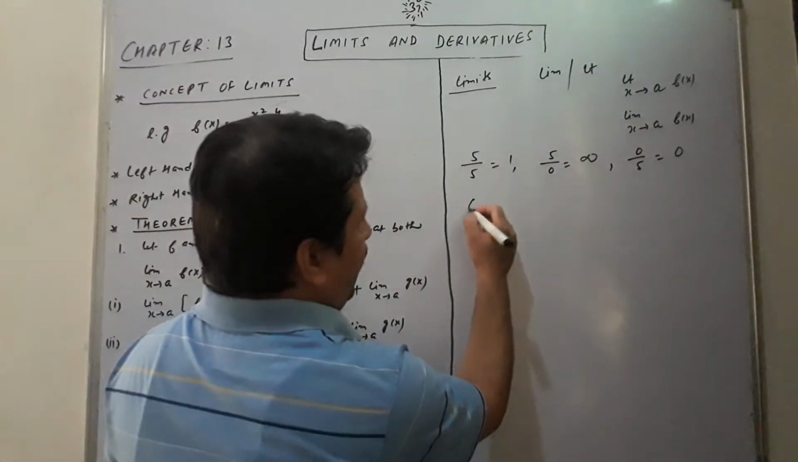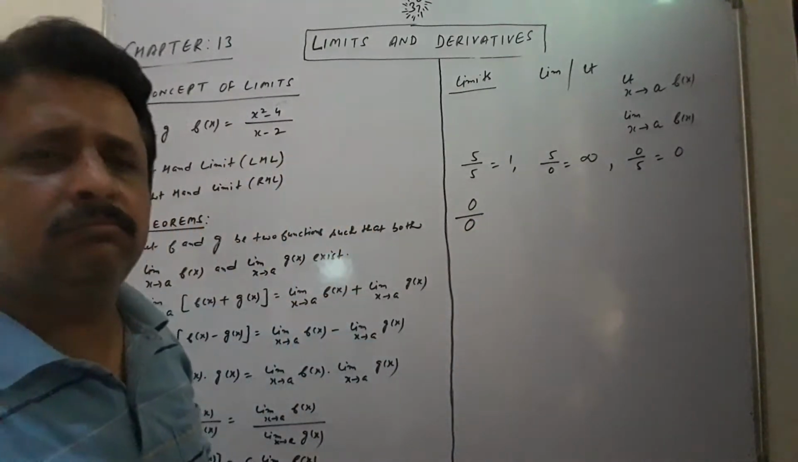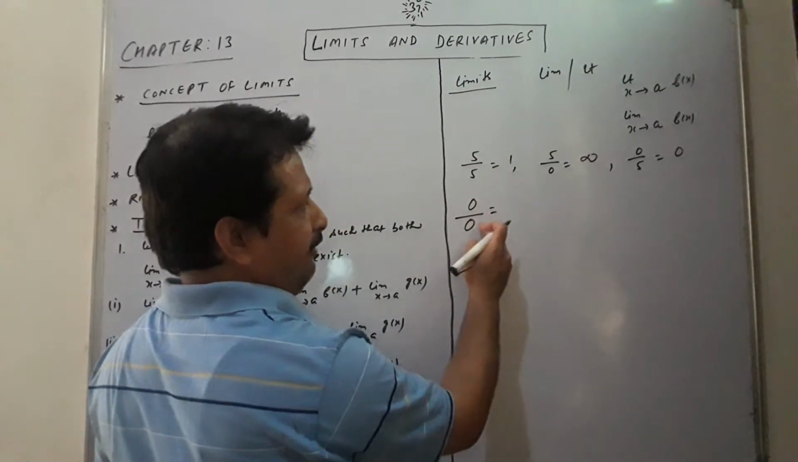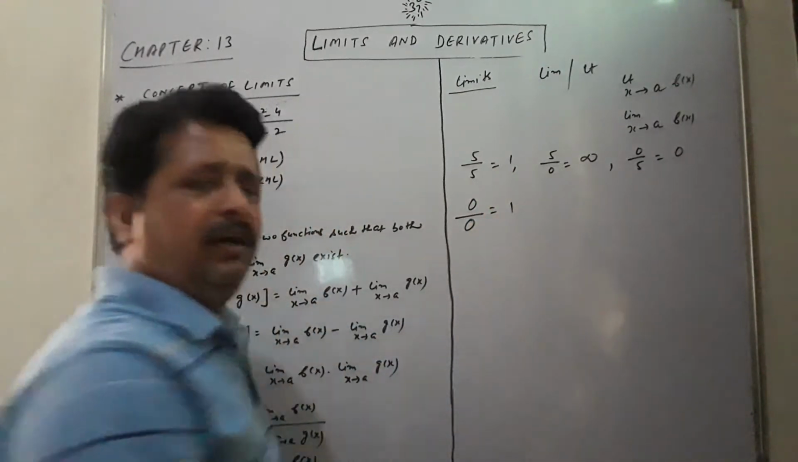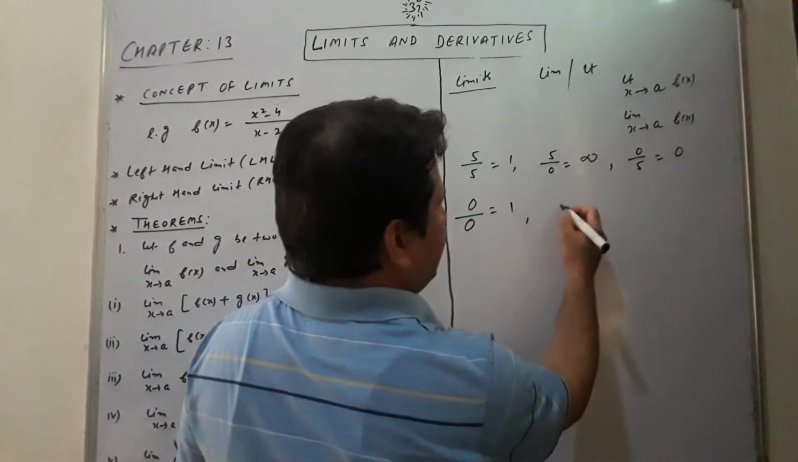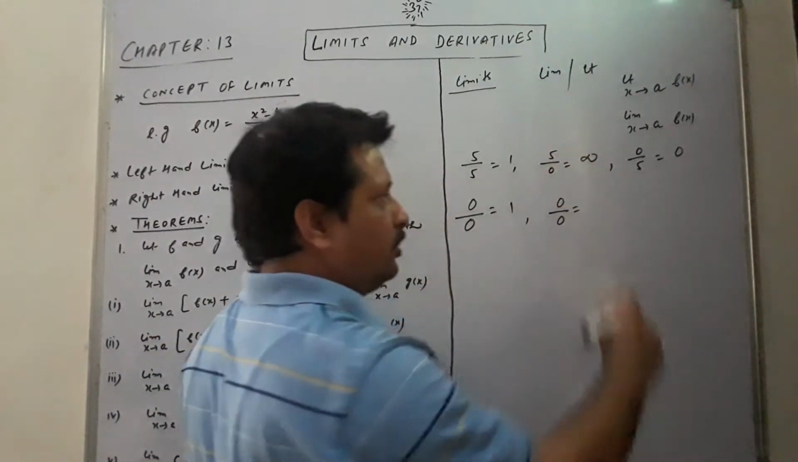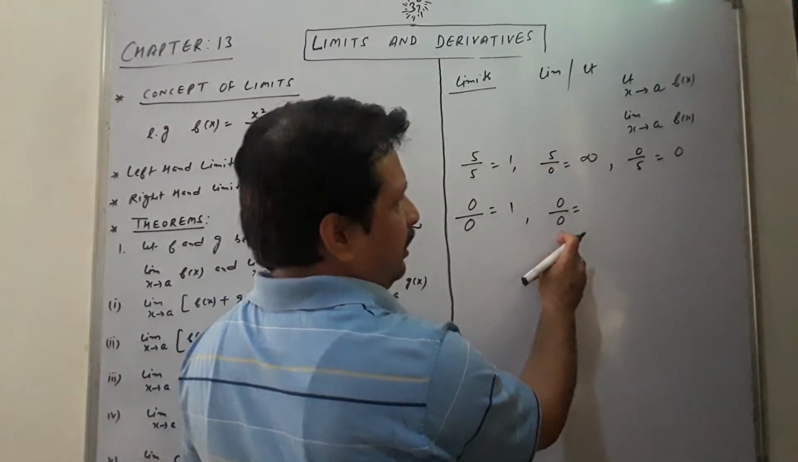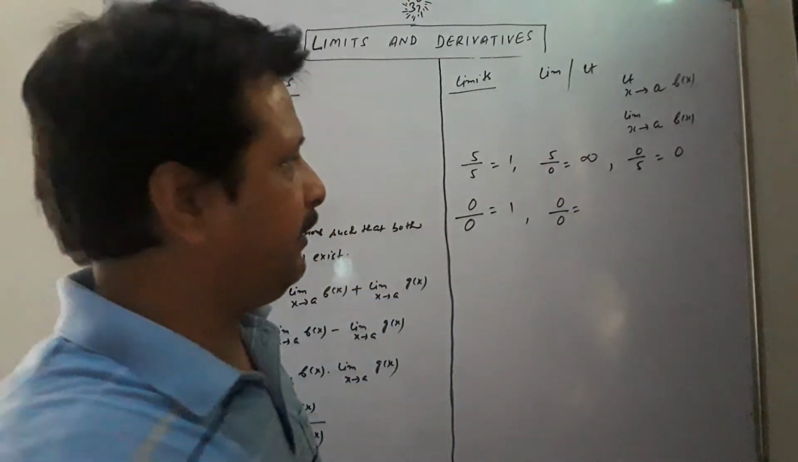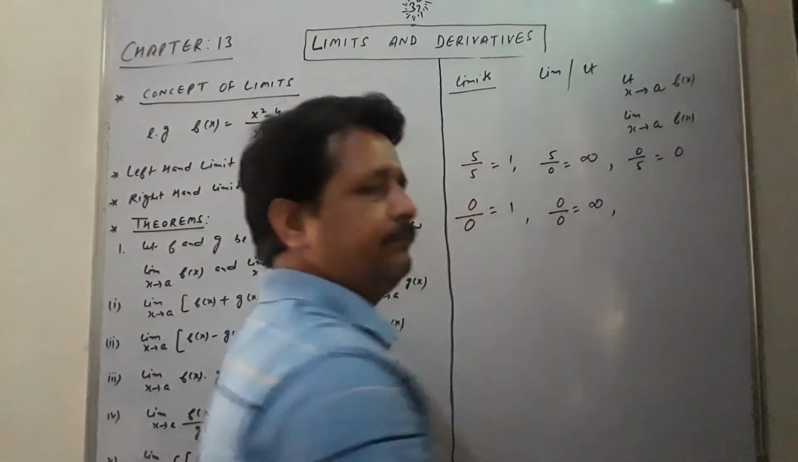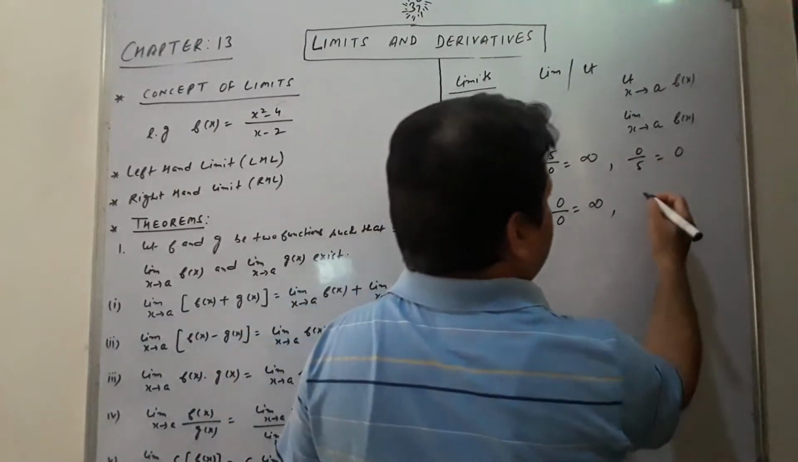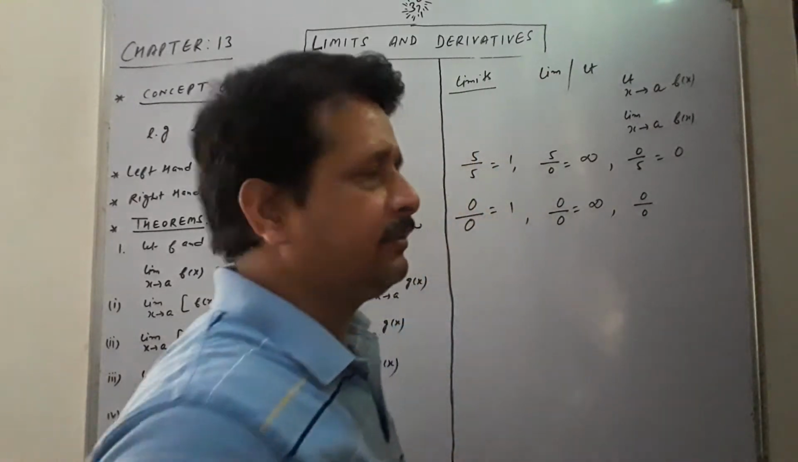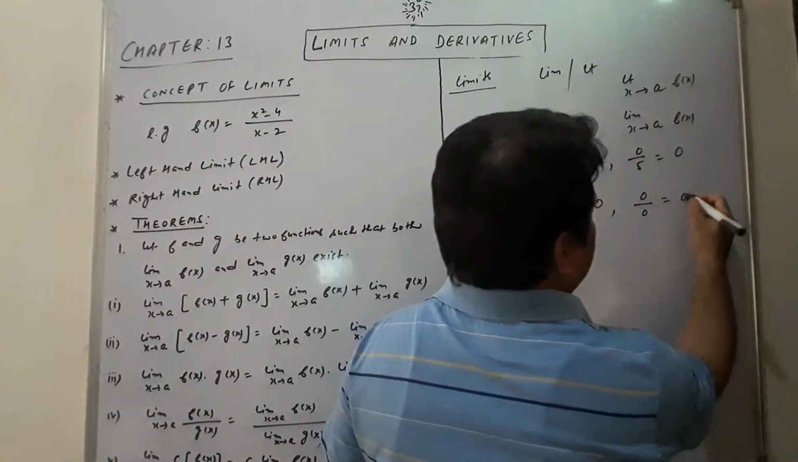But here, students, when we say 0 upon 0, if 5 upon 5 is equal to 1, in the same way 0 upon 0 would also be equal to 1. But some students will say, no sir, if the denominator is 0, whatever the value in the numerator, this is equal to infinity. But some students will say, no sir, if the numerator is 0, whatever the value in the denominator, that will be equal to 0.